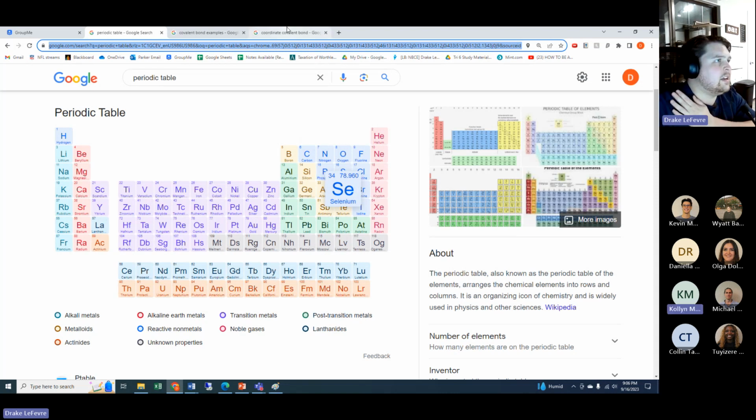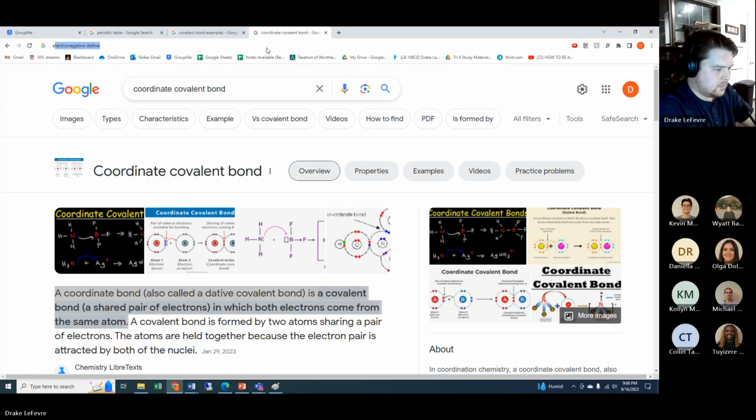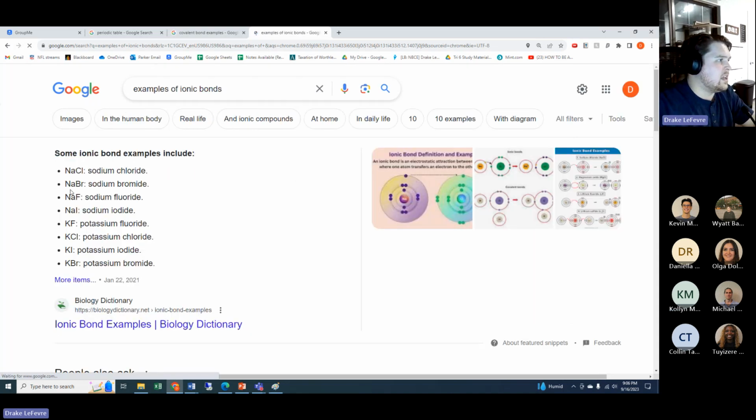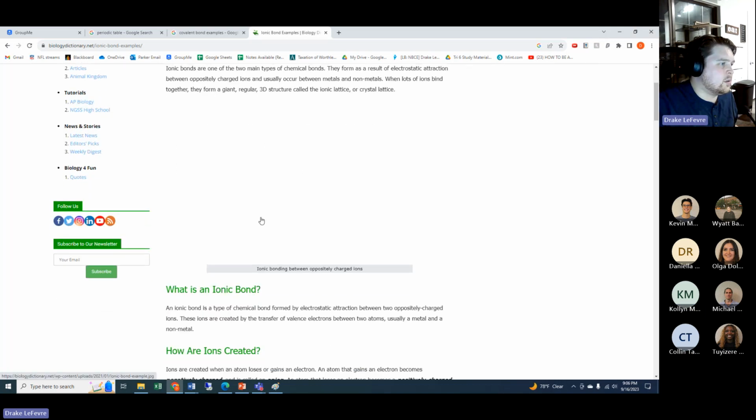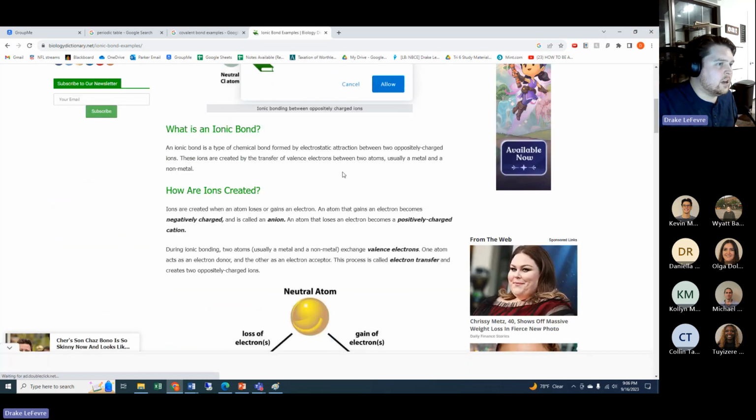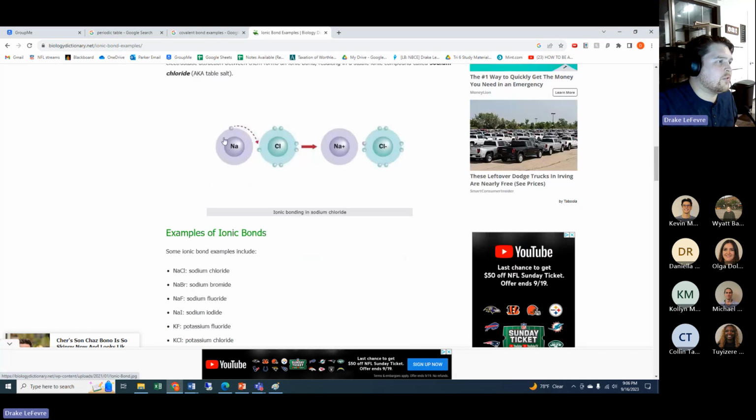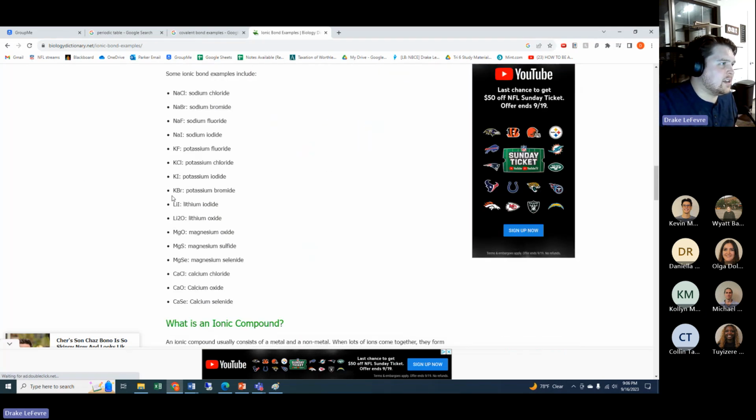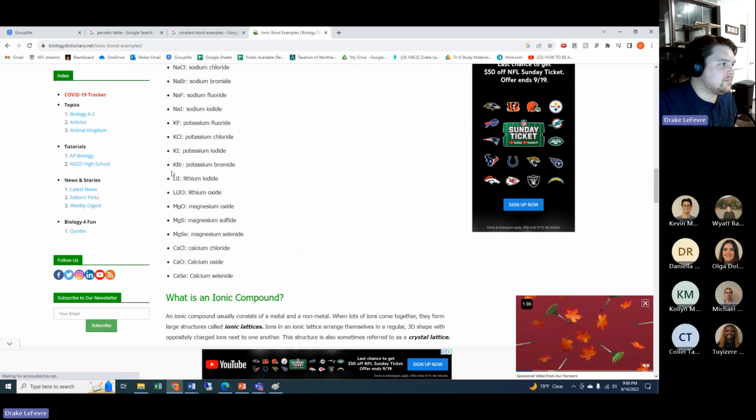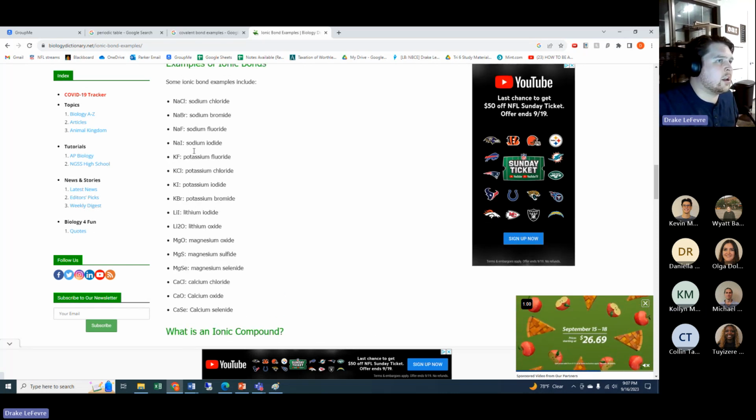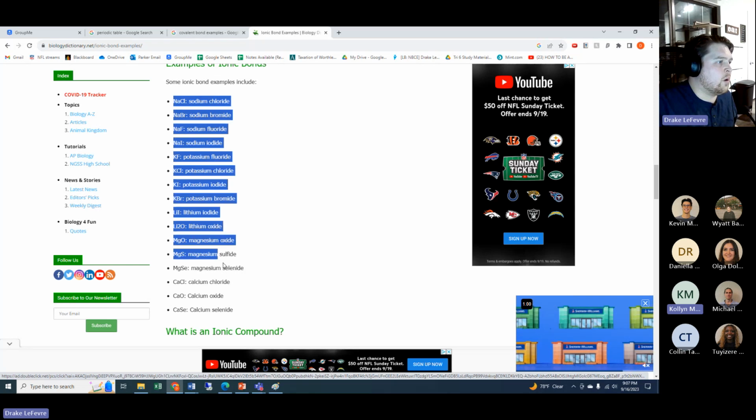Even if you look up examples of ionic bonds, you can see it's sodium chloride, sodium bromide, sodium fluoride, sodium iodide, potassium fluoride. So with ionic bonds, essentially look for the sodium or the potassium, lithium, calcium, that group. Those are going to form almost exclusively ionic bonds for what we're going to look at.